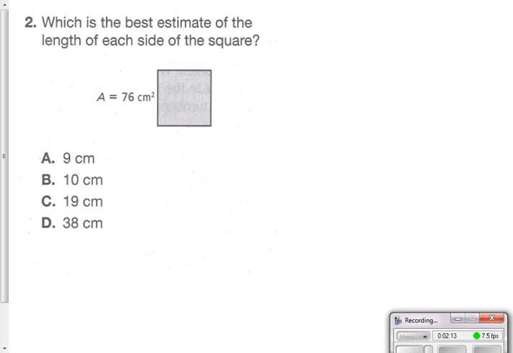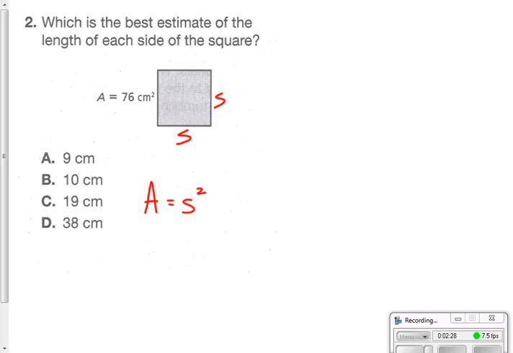Which is the best estimate of the length of each side of a square? What do we know about a square? Well, we know it's side times side, and the sides are the same length. So the area of a square equals side squared.